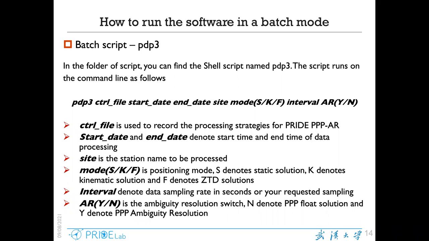Sorry? So my question was: does the software force the final ambiguity to the nearest integer of the float solution, or does it have a more advanced method to determine the ambiguity? Because in the first round, you determine a float solution, a float number in terms of the ambiguity, and then in the next iteration, it's going to be an integer for the ambiguity.